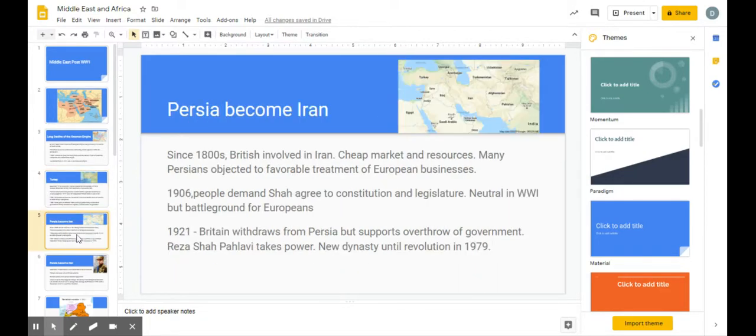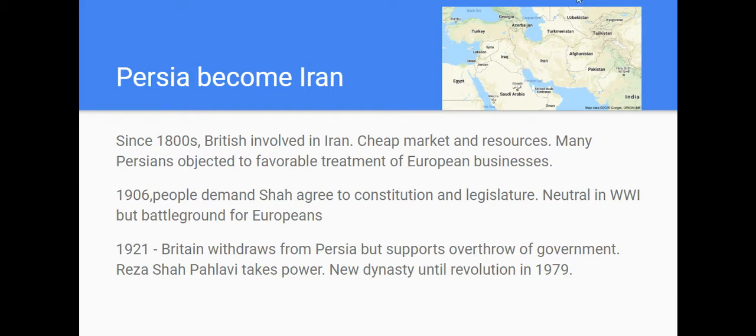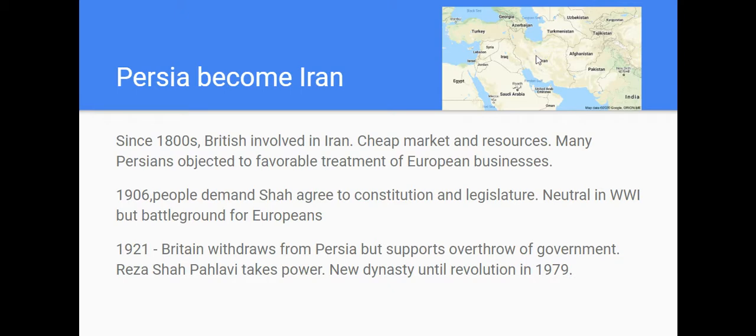We're now going to shift to another part, which is Iran. Let's see if we can see this here. Okay, we have Iran here. So Iran is born out of what throughout world history was called Persia. Since the 1800s, the British have been involved in Iran, and like most of these colonies, a cheap market to sell stuff and to get resources from.